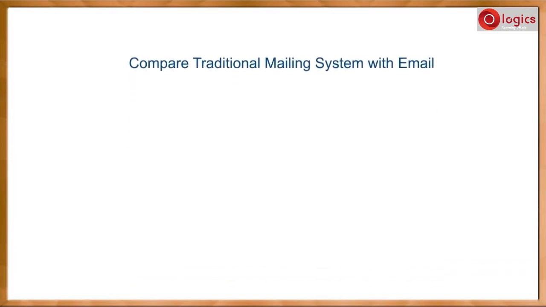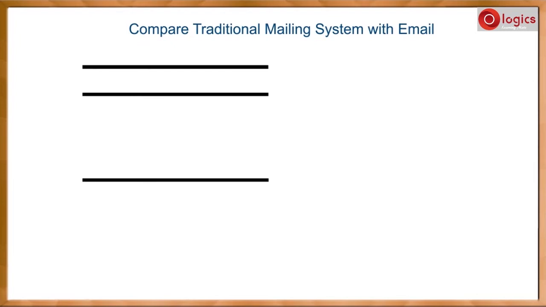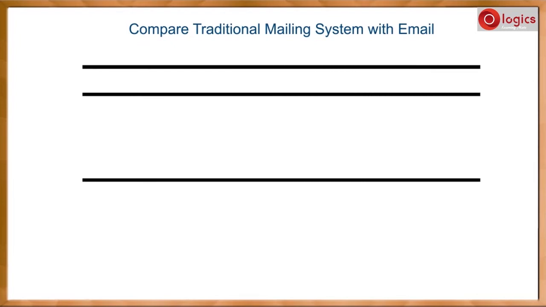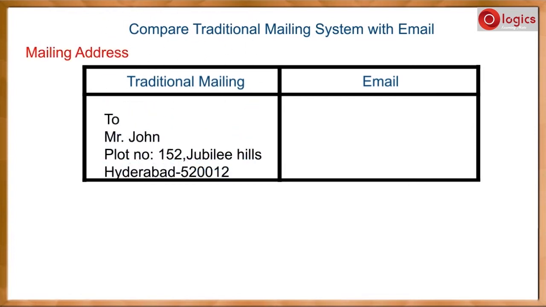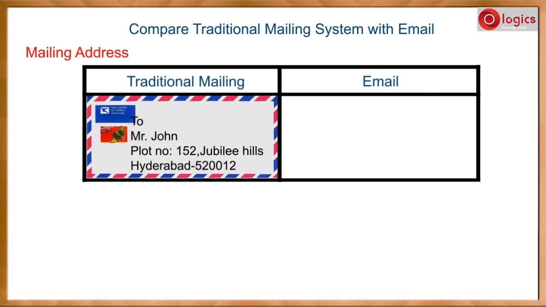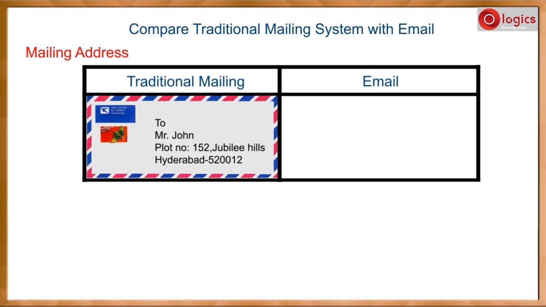Here we are going to understand more by comparing the traditional mailing service with internet email. Mailing address. This is your postal address. In this, you will have to write your name, house number, street name, city name, and PIN code. This is your simple email address.